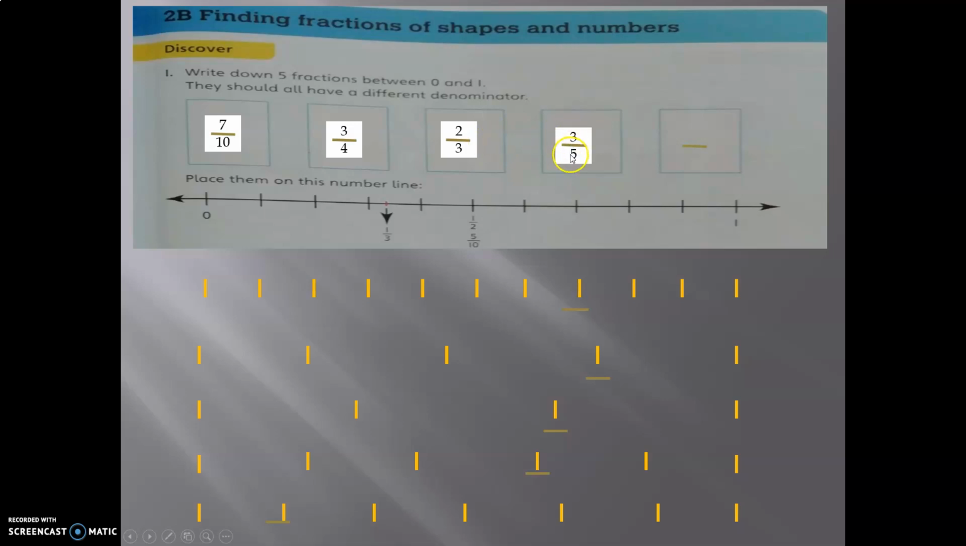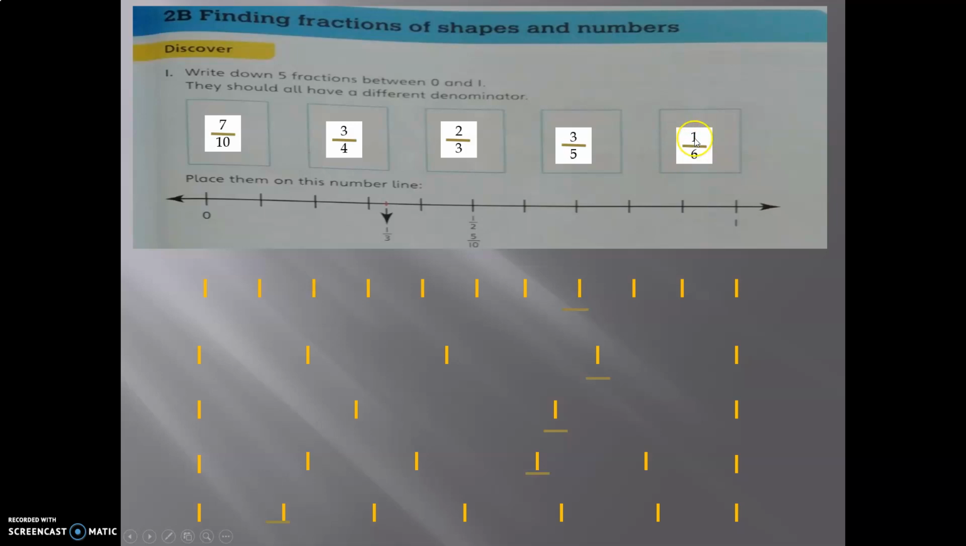3 out of 5. Can you take 3 parts out of total 5 parts? Yes. So 3 out of 5 is a proper fraction that is less than 1. The last fraction I have is 1 out of 6, or 1 over 6.